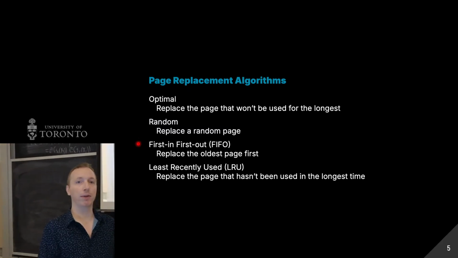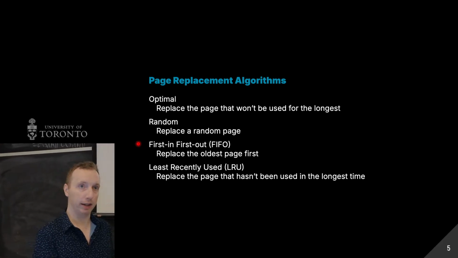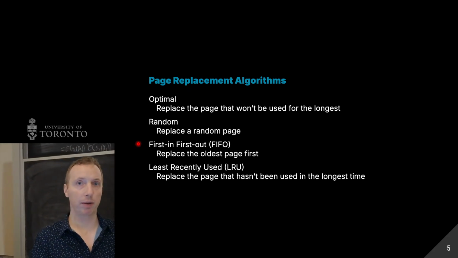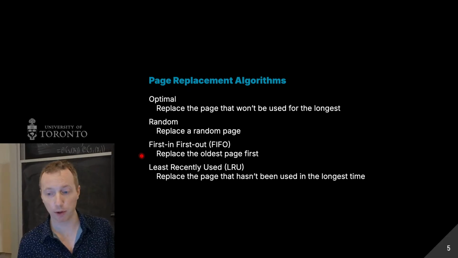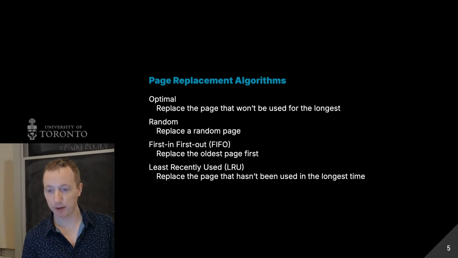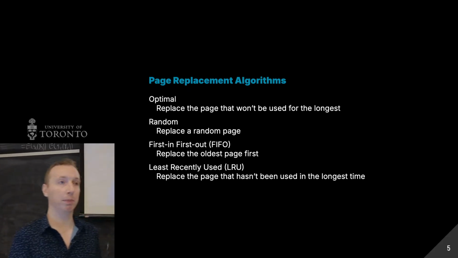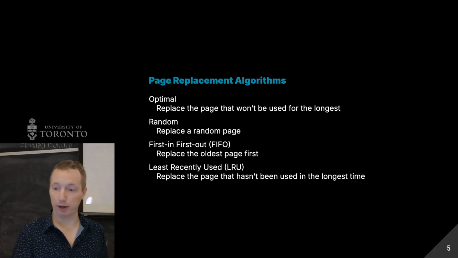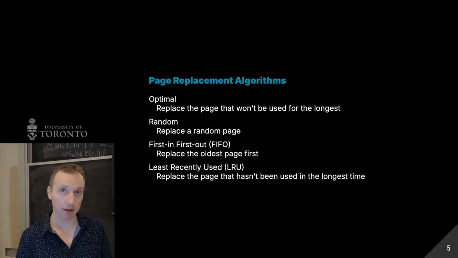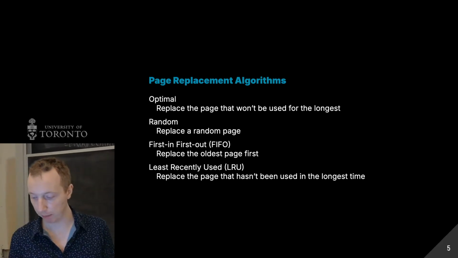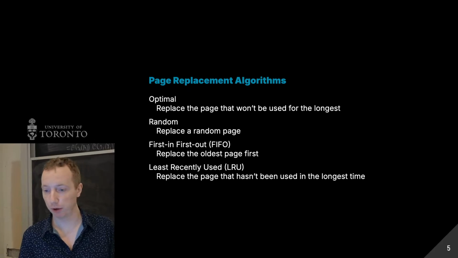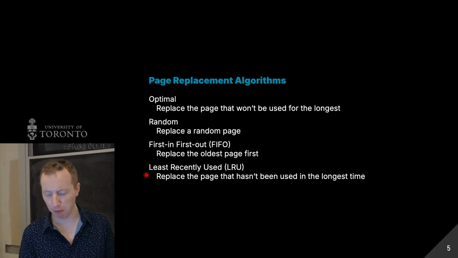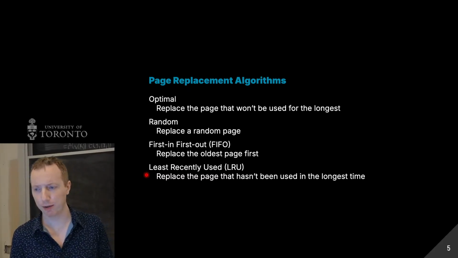And then there's first in, first out, so kind of exactly like the process scheduling algorithm. So we just replace the page that came in the last, or the oldest page first. And then there's least recently used, so this is replace the page that hasn't been used in the longest time. That means I go back, look at the history, see what page isn't being used, and it's likely that I'm done using that page, so it's probably a good candidate to shove off to disk. So we'll talk about this. It's probably the one you would actually implement, but we'll get into some difficulties with that.